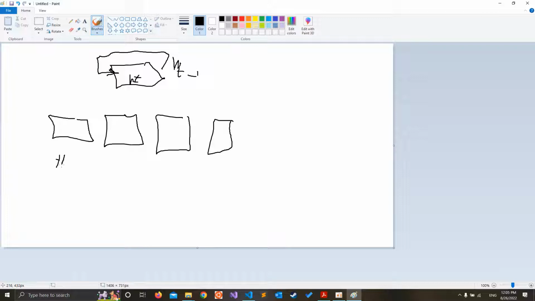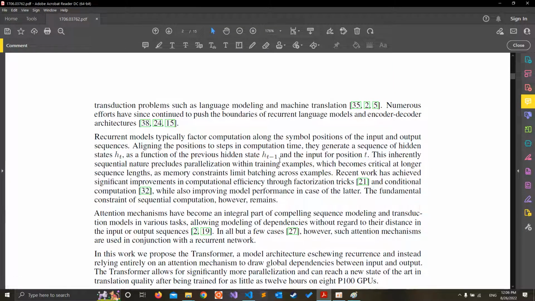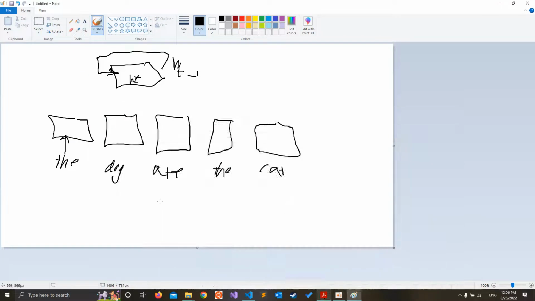As I said, the dog ate the cat. We're going to talk about it here. It is a sequence of words, or a sentence. What a recurrent neural network is doing is seeing each word at a time, which is mentioned in the paper by saying aligning the positions to steps in computation time.